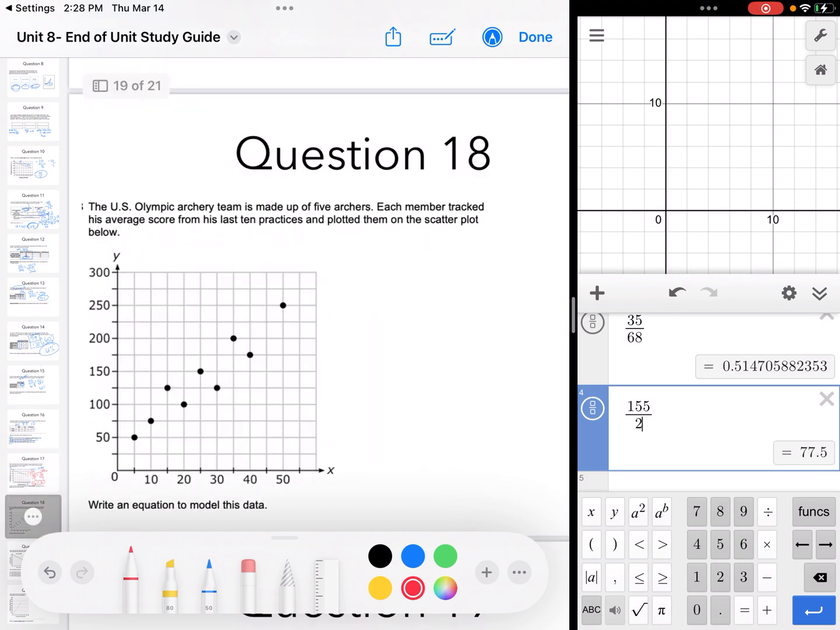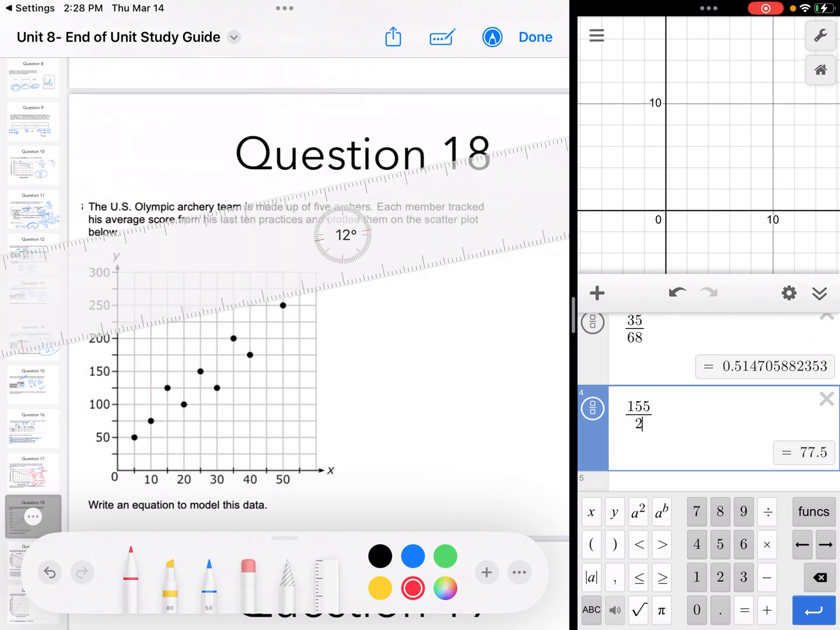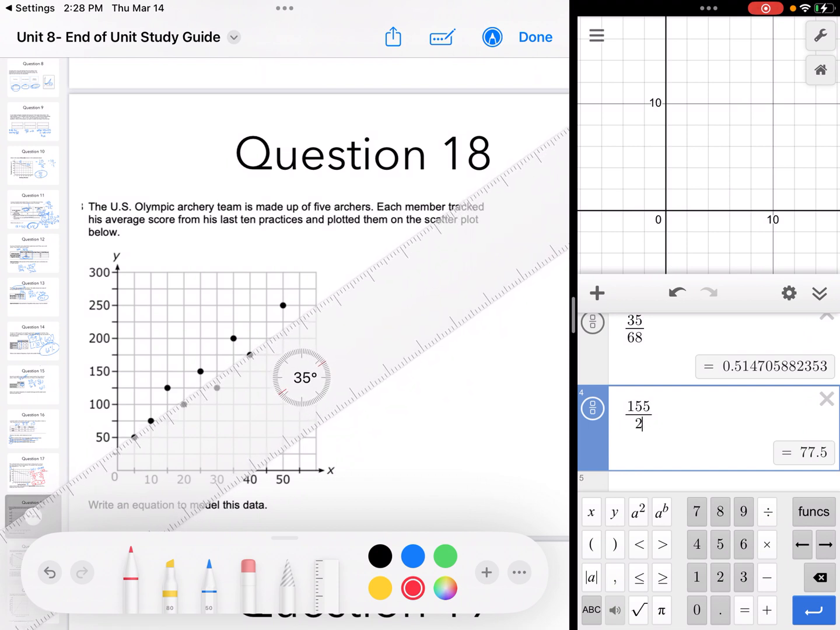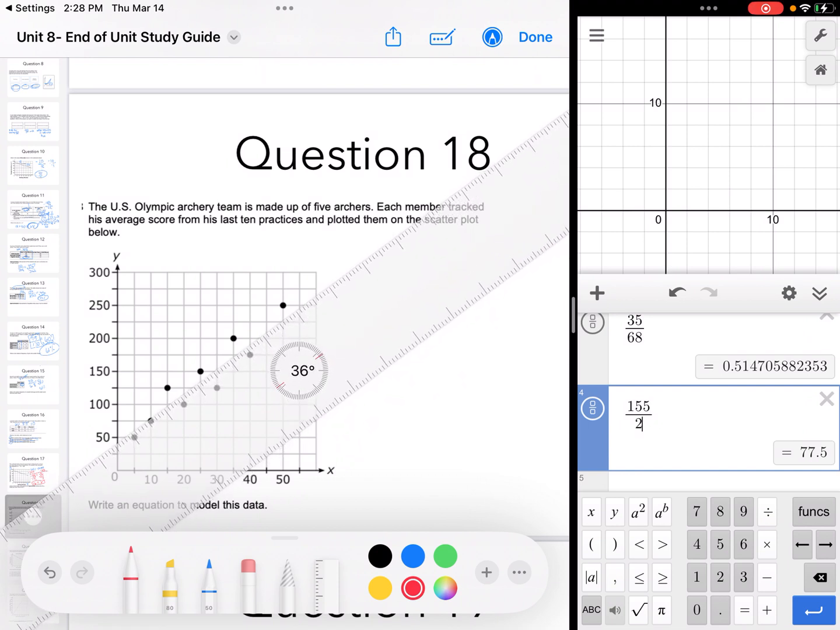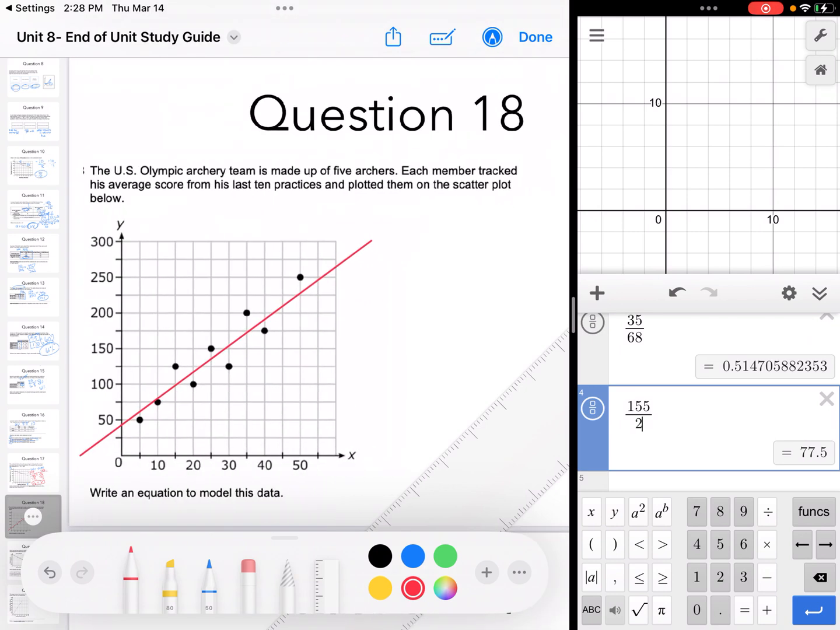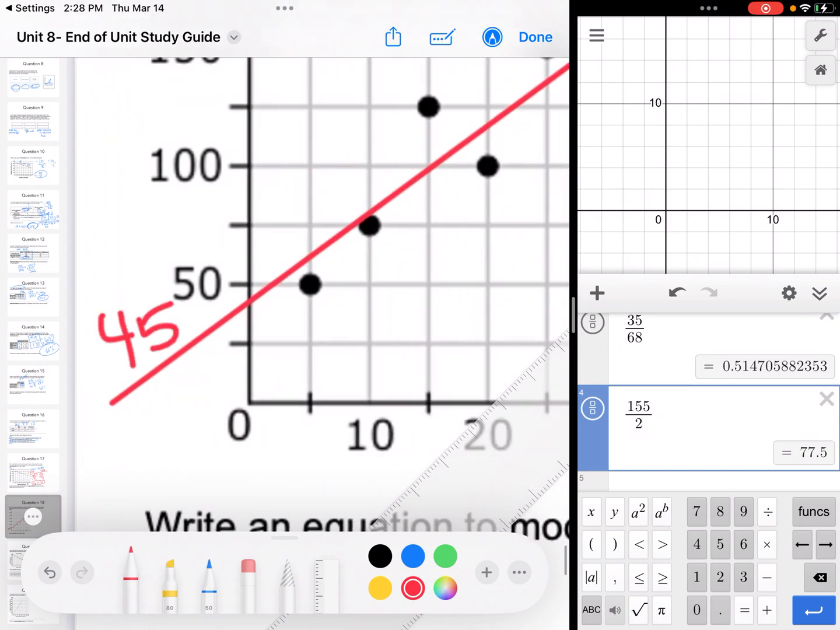All right, the Olympic archery team has 5 archers. Each member tracked their average score from the last 10 practices. Write an equation to represent the model. So your line of best fit needs to fit in the middle of your data. All right, so I'm going to put it there. I know my y-intercept is going to be a little less than 50, more than 25, I should say. So I'm going to guess 45. Now, on your test, it's going to be a lot more obvious, so don't worry about it.